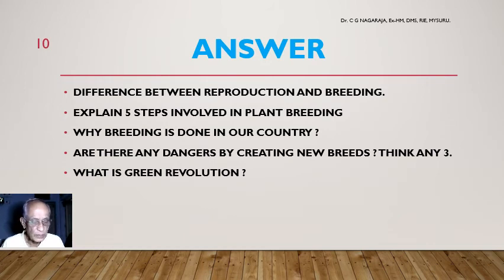I am almost coming to the end of the chapter. What I want you to remember, at least try to remember, is the difference between reproduction and breeding. You should be able to differentiate and explain what is reproduction and what is breeding. Explain the 5 steps involved in plant breeding. You need not know the entire details of what happens. At least you can remember the 5 steps which I mentioned to you in my presentation. And you should be able to at least tell why breeding is done in our country, what is the necessity of doing plant breeding. This question you may have to answer using your own words.